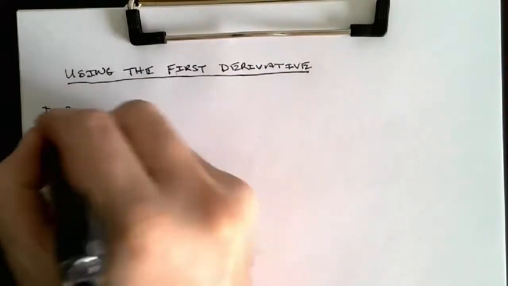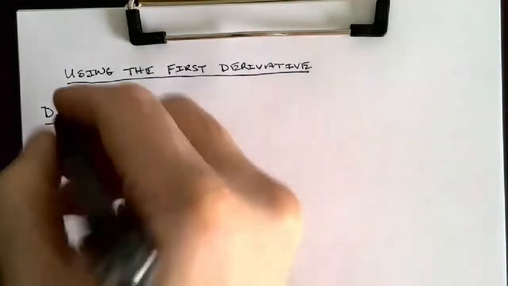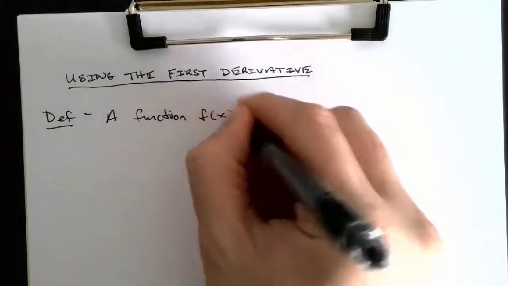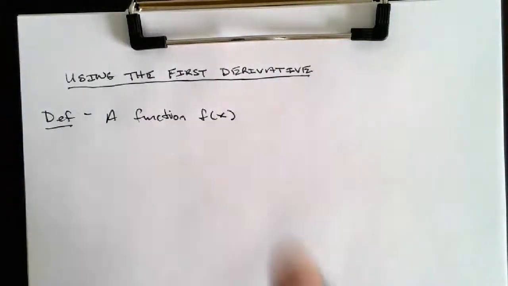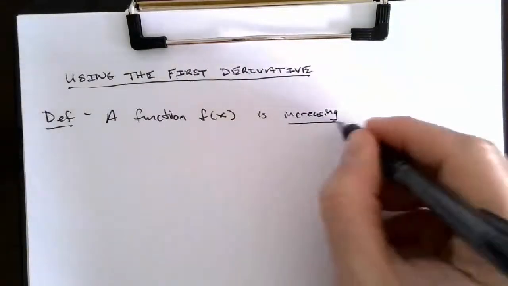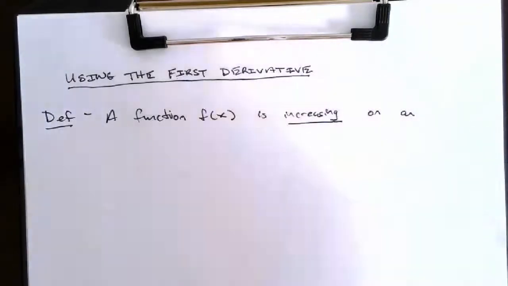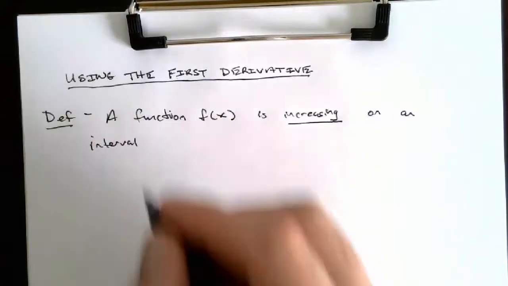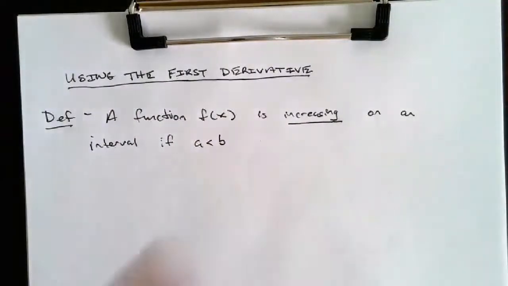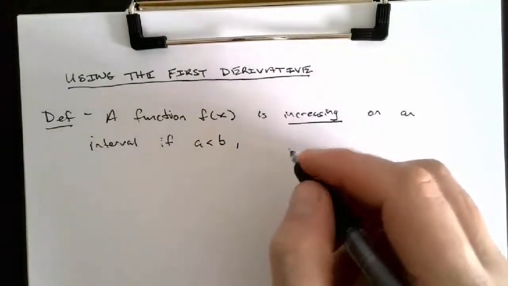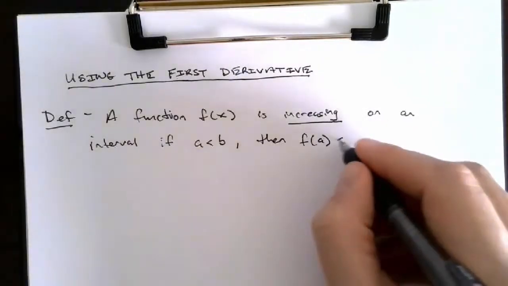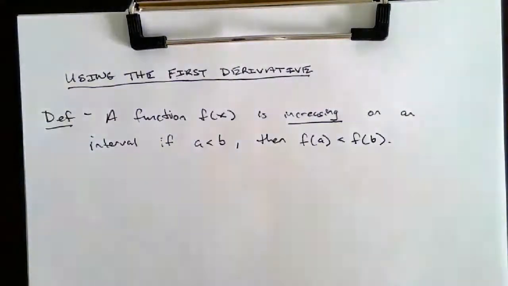So, for a definition here, a function f of x is increasing on an interval if a is less than b, then f of a is less than f of b. So it's a definition for increasing.